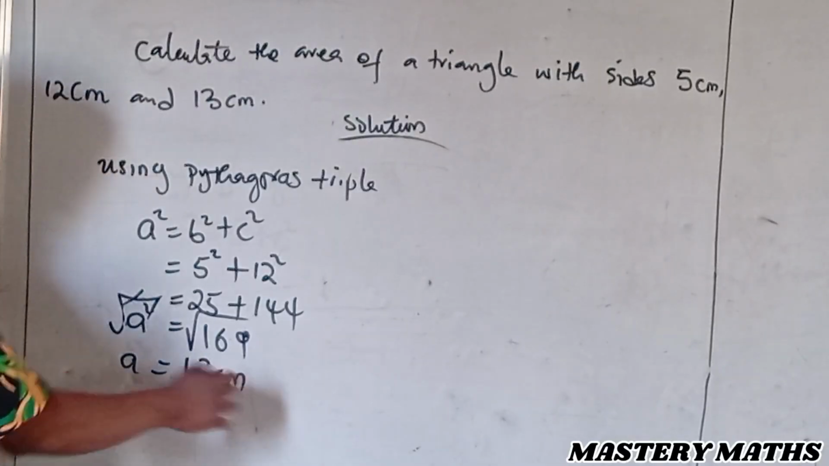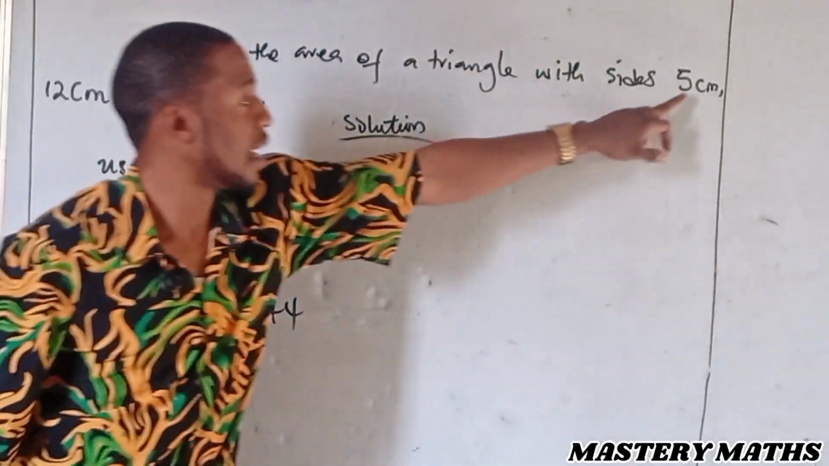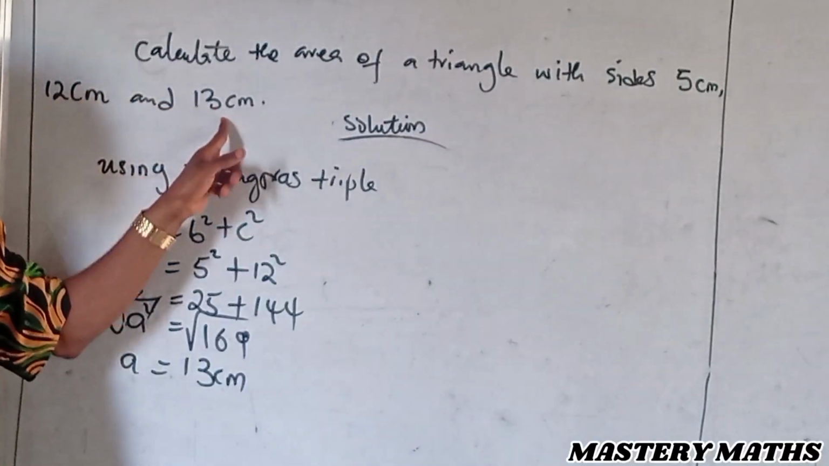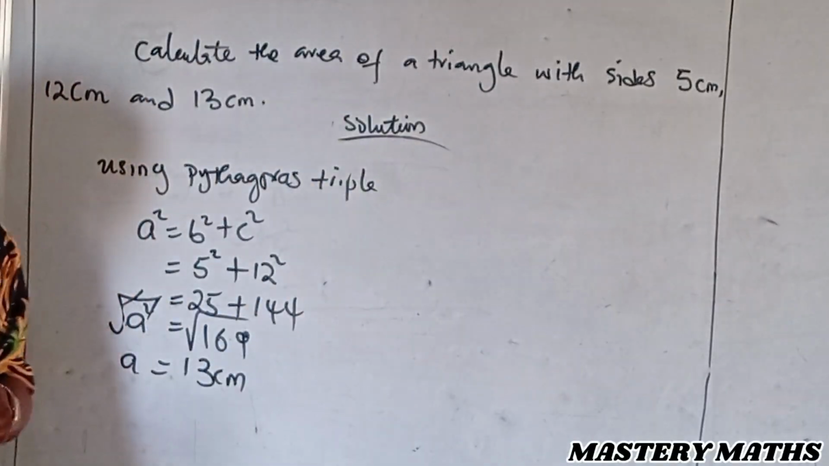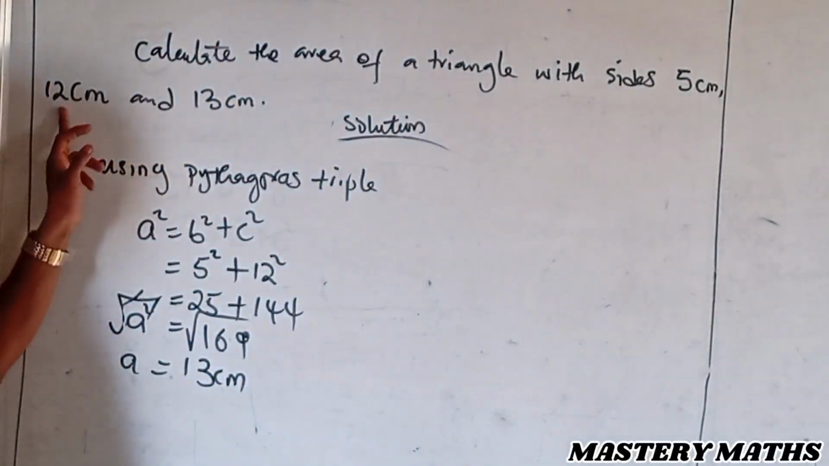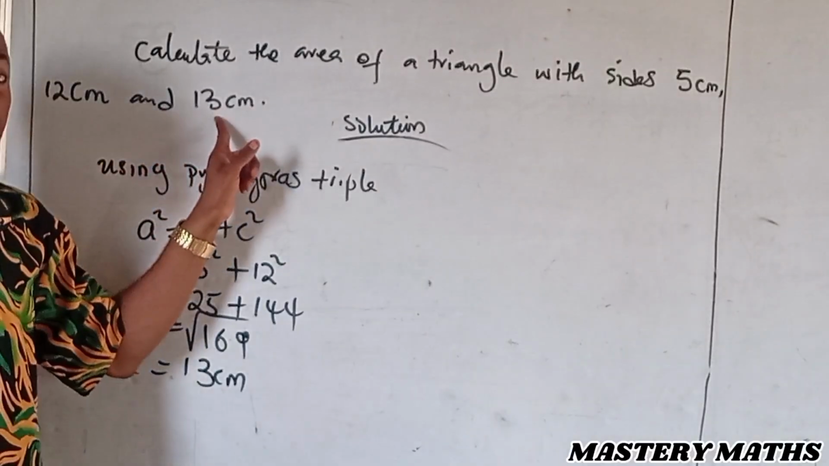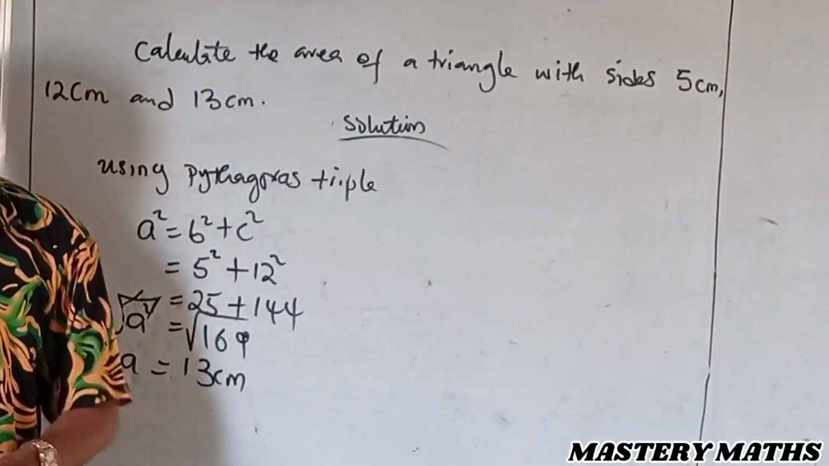So you've set it down. Using Pythagoras triple, the addition of the first one and the second one gave us the third one. So this is trying to tell us that this triangle on the board is a right angle triangle. If the addition of the first and the second one, and then the square root of it, gives us 13 using Pythagoras triple, that means that this triangle is a right angle triangle.